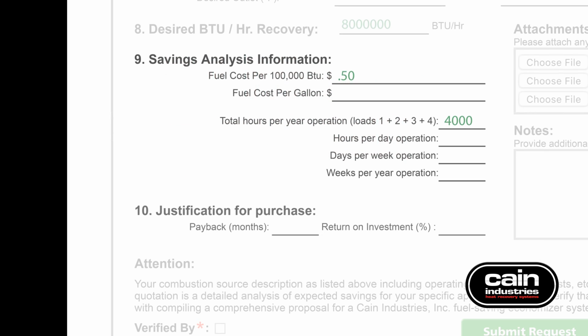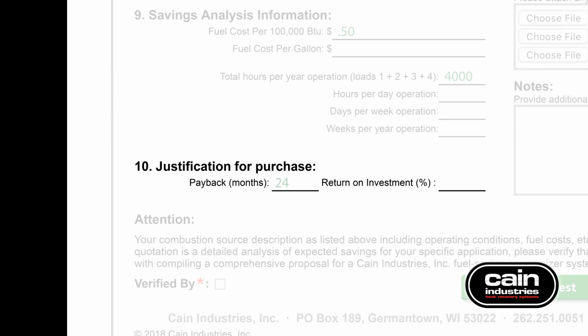Question 10. Justification for purchase. The main reason a business invests in a boiler economizer is for fuel usage reduction and related savings. These savings offset the cost of the exhaust heat recovery equipment by means of payback or ROI. Determine if the end user has a target to justify the equipment acquisition.